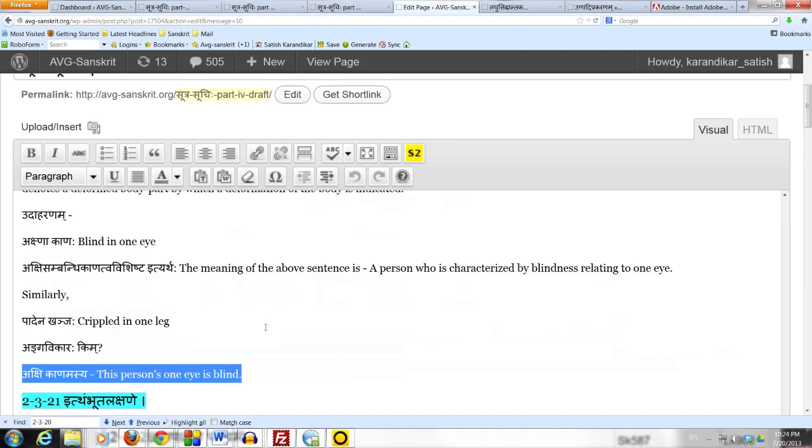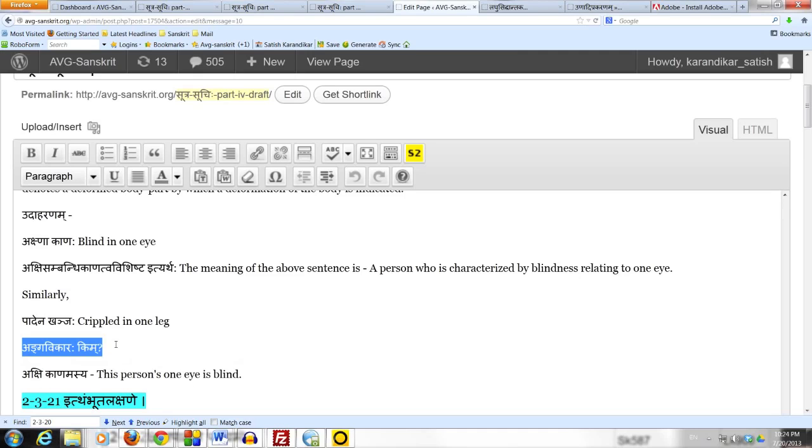So here, since the condition anga vikaraha is not satisfied, we don't use the third case affix. We just use the first case affix to get akshi kanam asya, one eye of his is blind. So unless the deformation of the body is indicated, we cannot use 2-3-20.